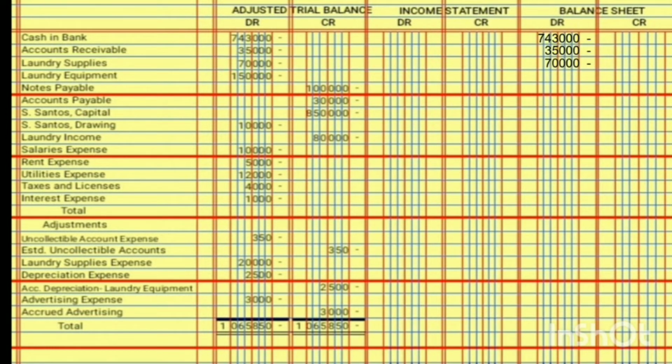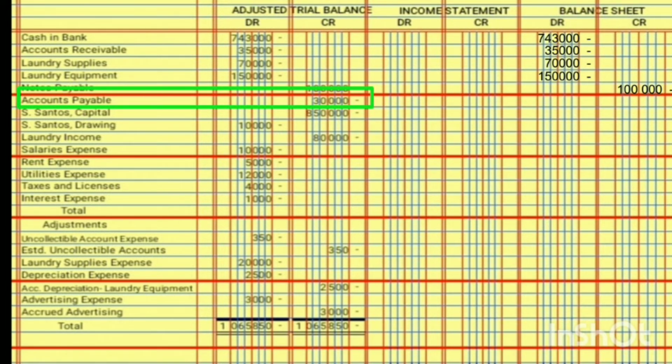And then laundry equipment, 150,000 debit. Laundry equipment is a real or a balance sheet account. So we're going to forward it in the balance sheet column debit. We have 150,000. Notes payable, 100,000 credit. Notes payable is a real or a balance sheet account. So we're going to extend it in the balance sheet column credit. We have 100,000.